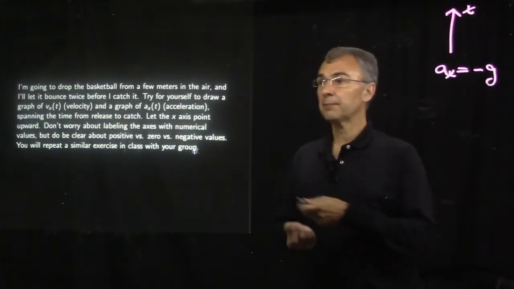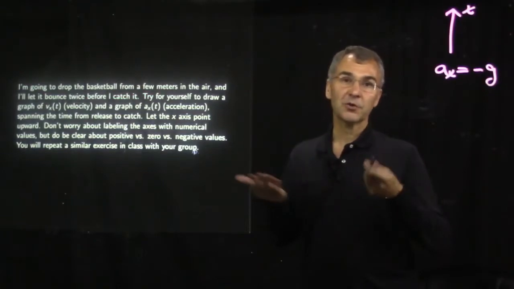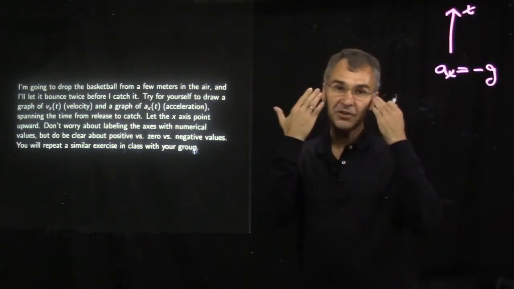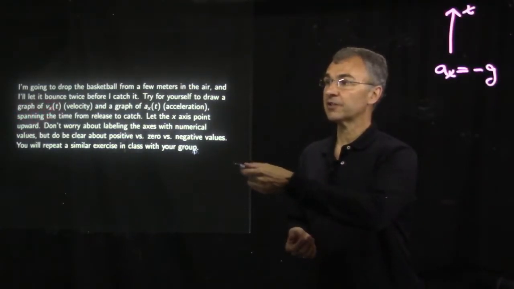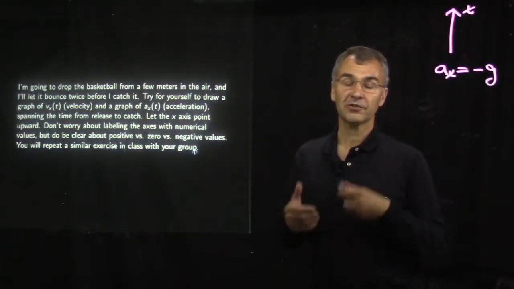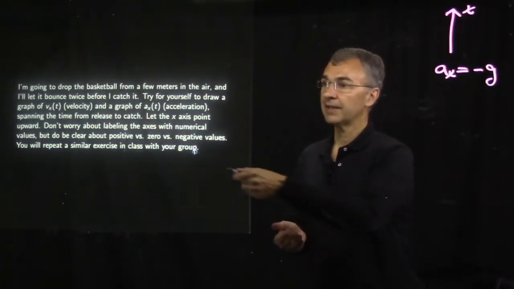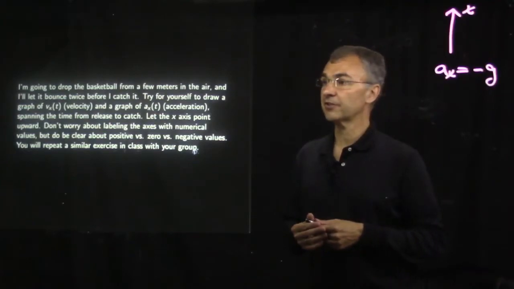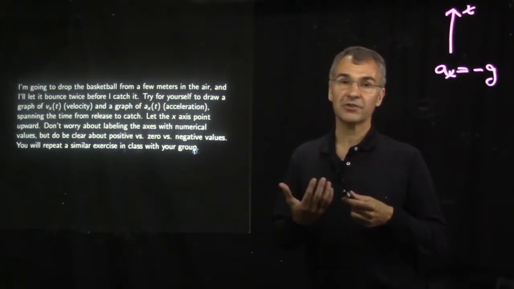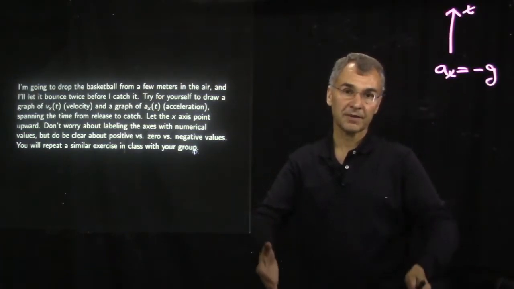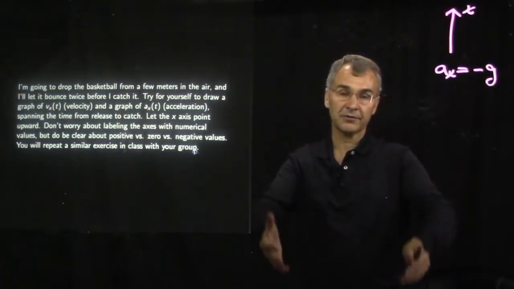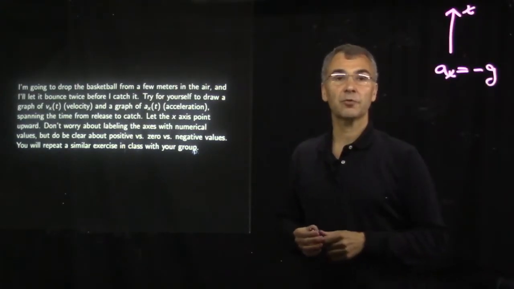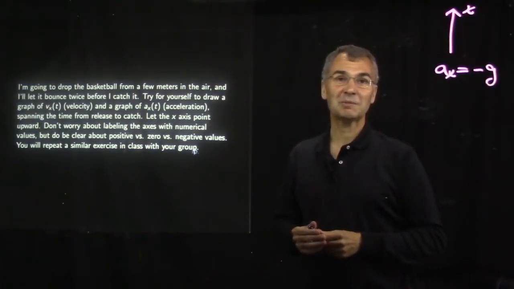Okay, I'm going to drop a basketball from, well, 2 or 3 meters in the air, and I'll let it bounce twice before I catch it, and see if you can imagine what a graph would look like of v sub x versus t, so that's the x component of velocity versus time, and a graph of a sub x versus t, so that's the x component of acceleration versus time, spanning the time from release to catch. So I release it, and it bounces, and it bounces, and then I catch it. And again, the x-axis will point upward for projectile motion problems in one dimension.